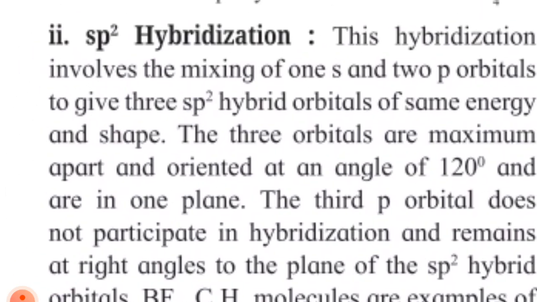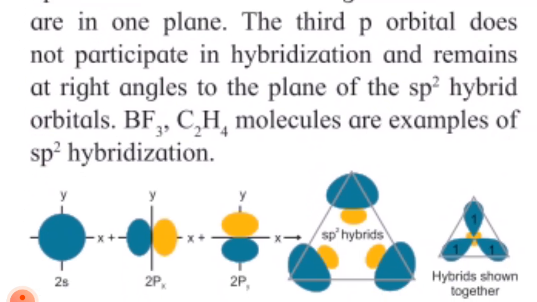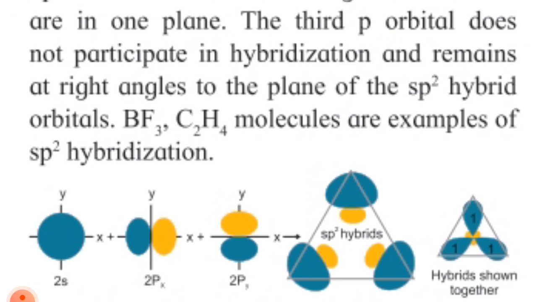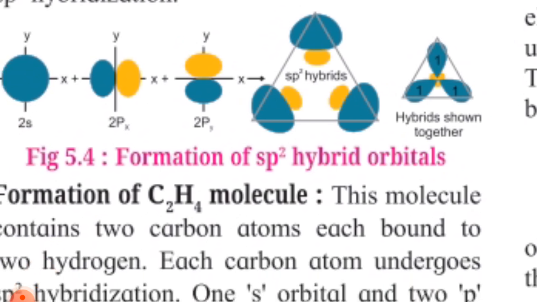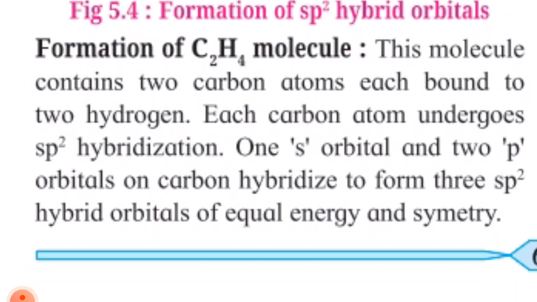sp2 hybridization. This hybridization involves mixing of one s and two p orbitals to give three sp2 hybrid orbitals of the same energy and shape. The three orbitals are maximum apart and oriented at an angle of 120 degrees and are in one plane. The third p orbital does not participate in hybridization and remains at right angles to the plane of the sp2 hybrid orbitals. BF3 and ethene molecule are examples of sp2 hybridization. 2s, 2px, 2py hybridize to form sp2. Formation of sp2 hybrid orbital.